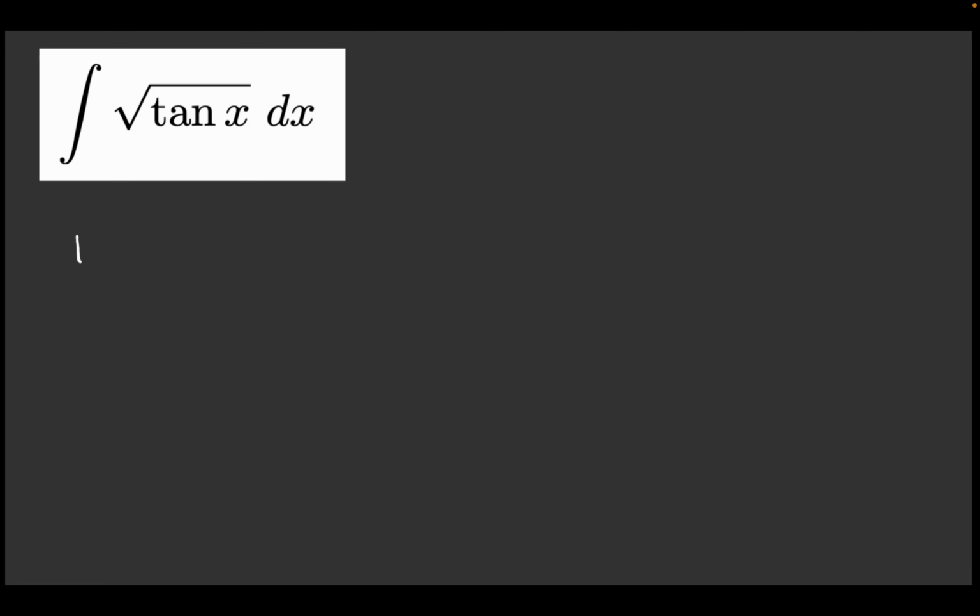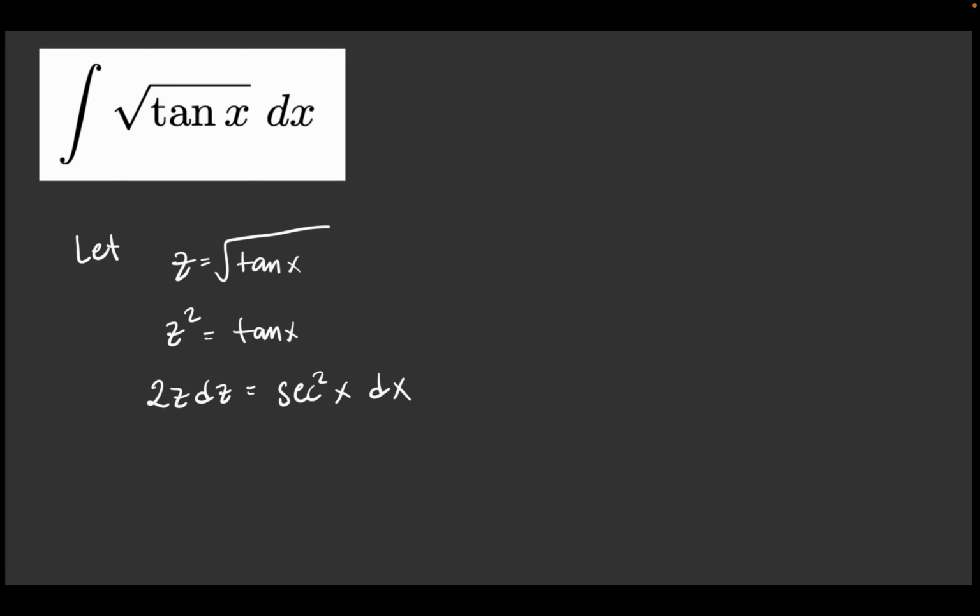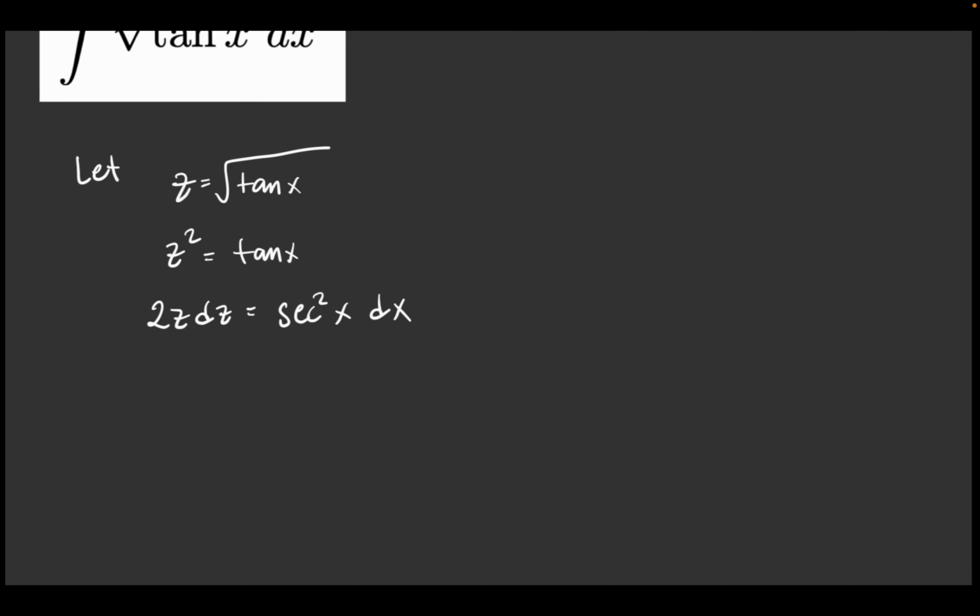Here, we can establish that, let's say, let z be the square root of tangent of x. That means z squared will be tangent of x. Now, if we differentiate both sides, 2z dz ito, and then alam natin that the derivative of tangent of x is just secant squared of x dx. So from this, if we divide both sides by secant squared of x, we can say that dx is just 2z dz over secant squared of x.